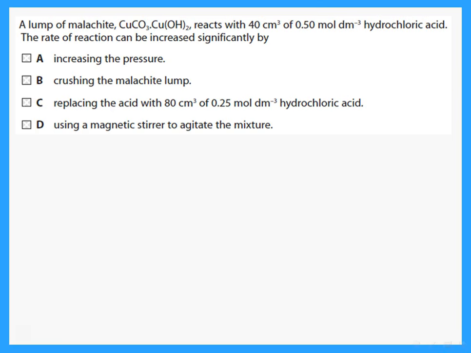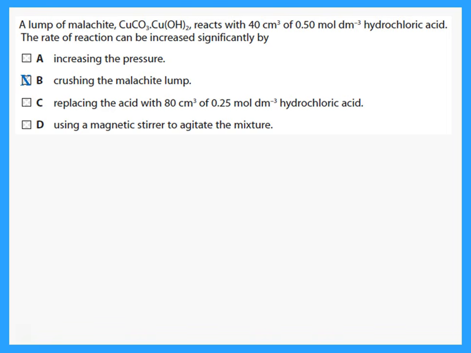Okay, a lump of malachite reacts with 40 cm³ of 0.5 mol/dm³ hydrochloric acid. The rate of the reaction can be increased by which of these? Well, let's look at the options. Increasing pressure, that doesn't apply. We're not talking about gases. Crushing, yes, crushing the malachite into powder would increase the rate.